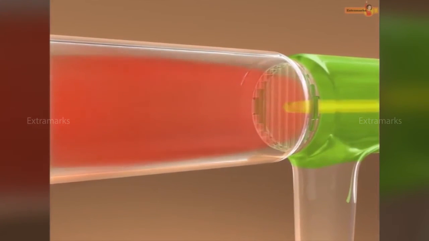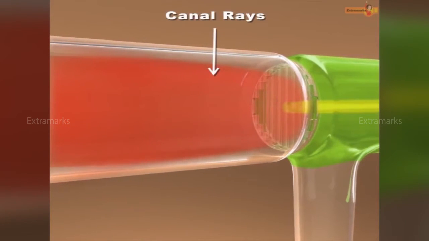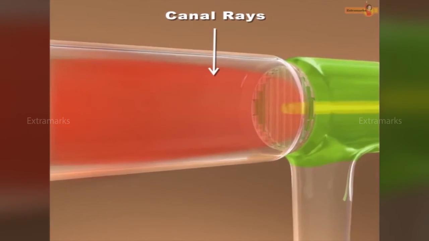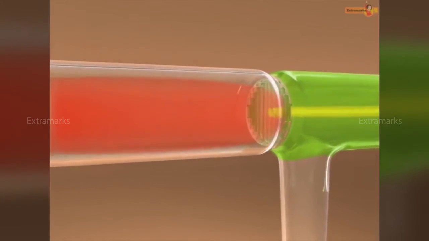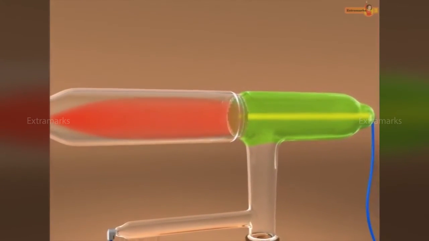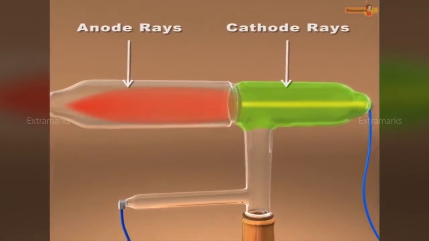These rays are called the anode rays because they originate from the anode. These rays are also called the canal rays because they pass through the canals, that is, the holes in the cathode. These rays travel in the direction opposite to that of the cathode rays.